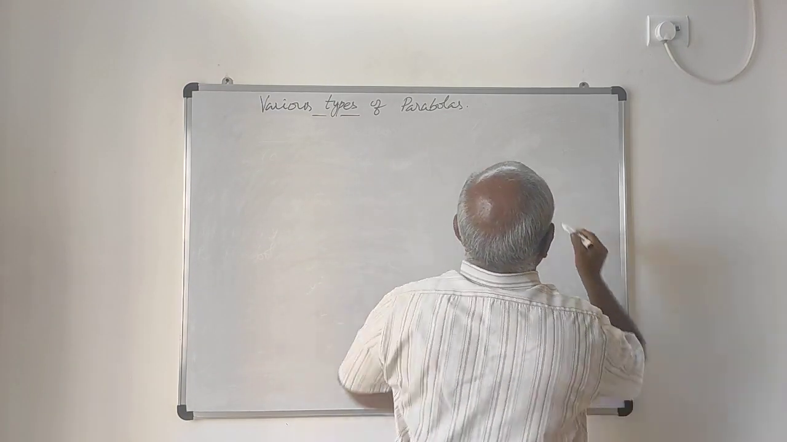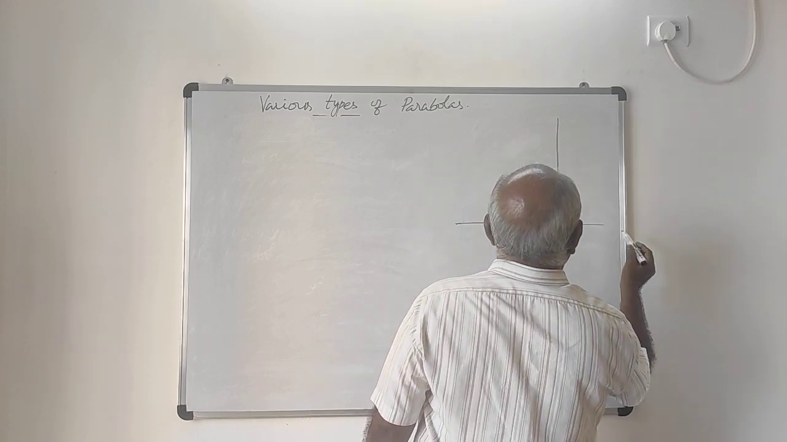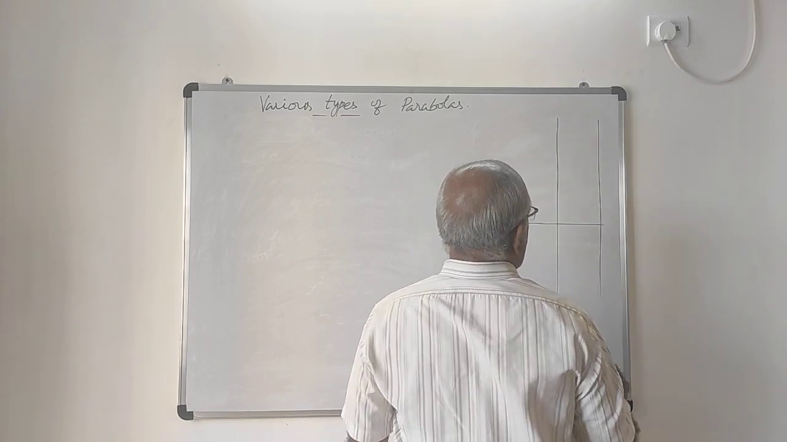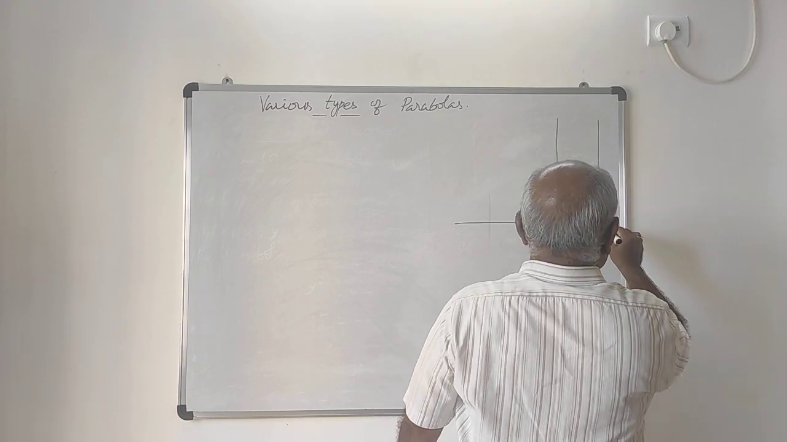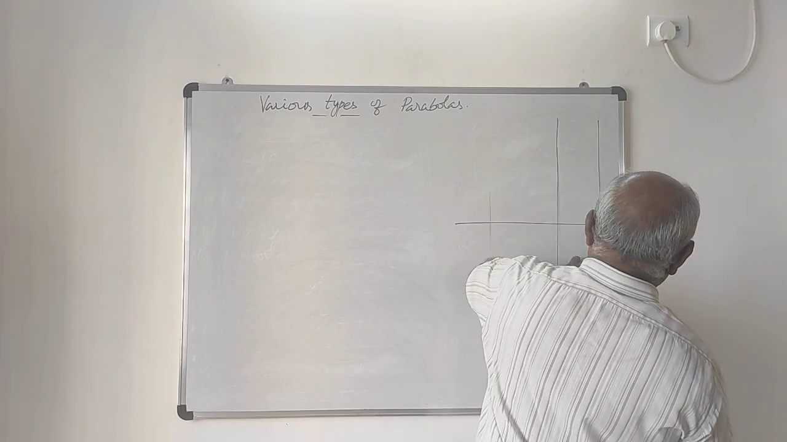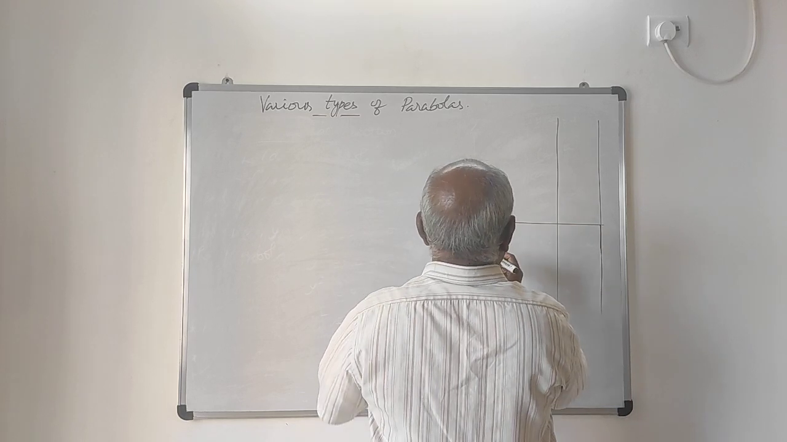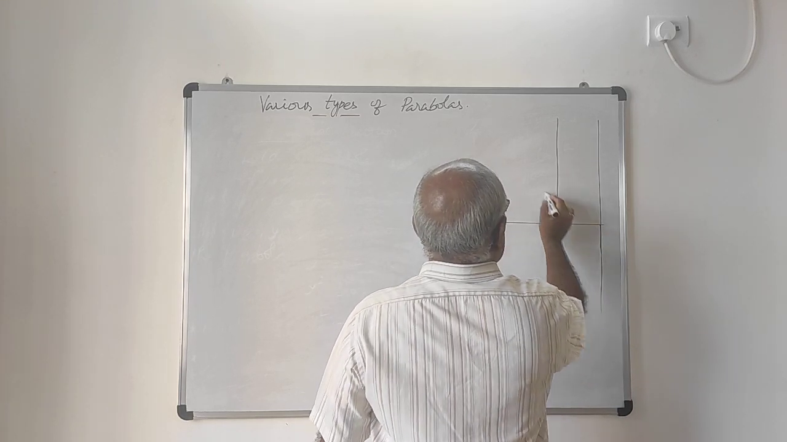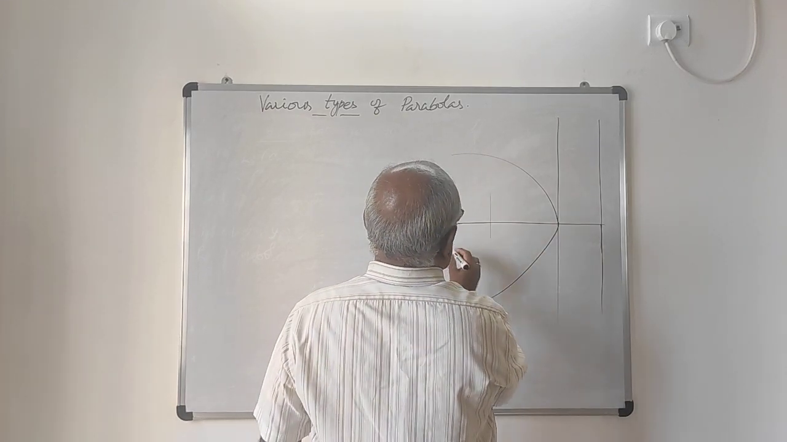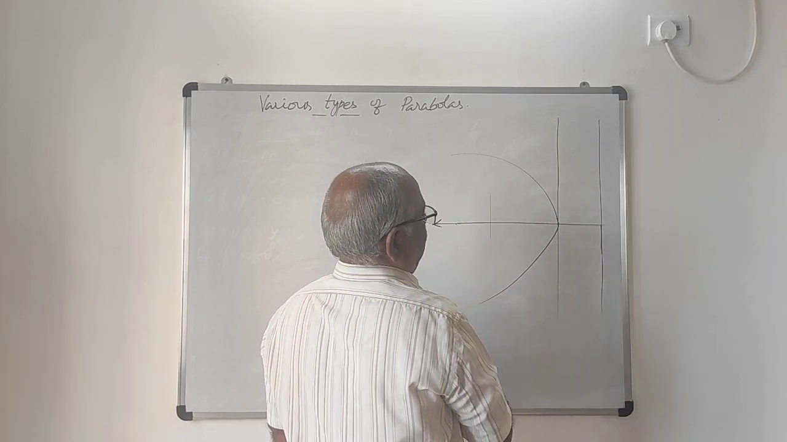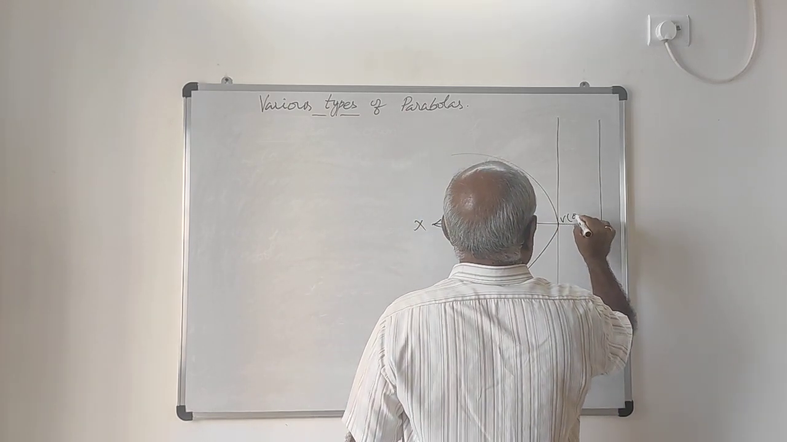Second type is y-axis. This is x-axis. Sorry, that is not latus rectum, it's that. This is vertex. Here also x-axis is the axis of the parabola. This is vertex, again origin.